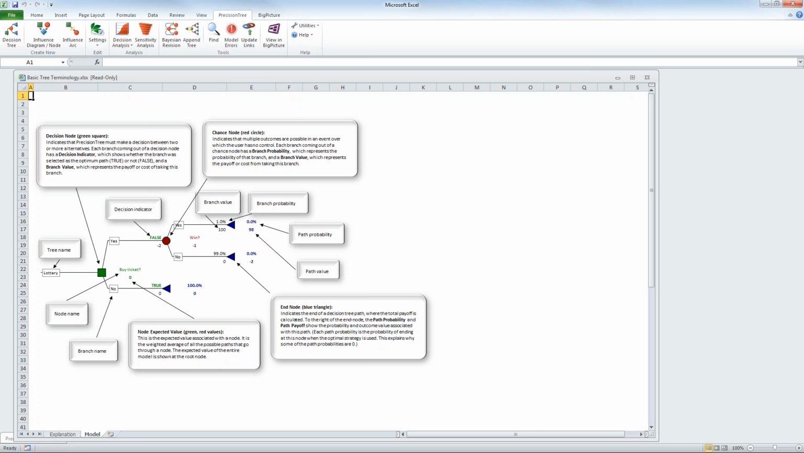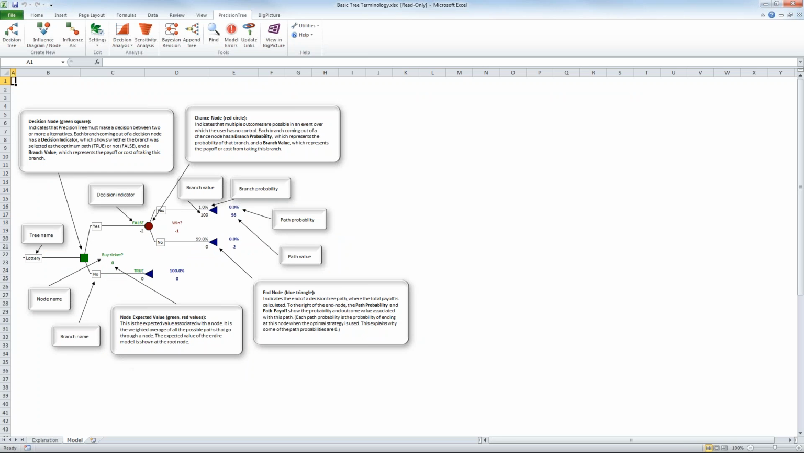This is a file that's included, and it helps you understand the basic terminology, so that when I say nodes, chance nodes, decision nodes, and end nodes, you'll see what I'm talking about. If we start from the root of the tree, like I mentioned before, that's the left part. That's the tree name. Then we move to the right, and we have what's called a decision node. It is exactly what it sounds like. This is a point where we have to make a decision.